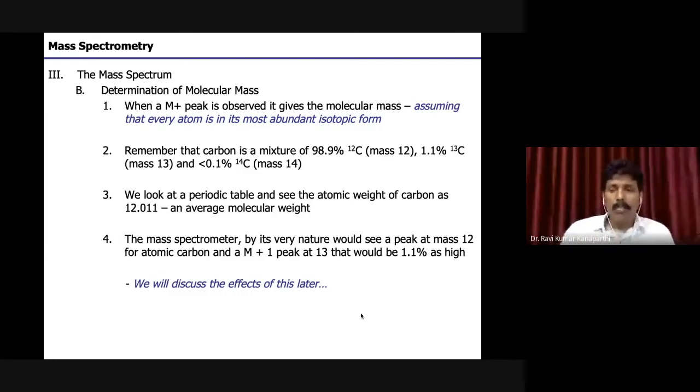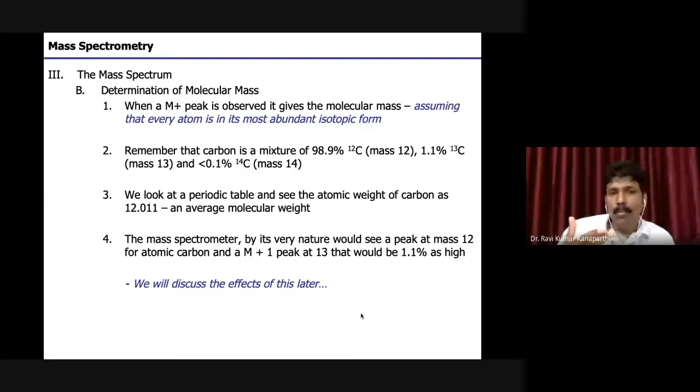But certainly you can say that if you see a cluster of peaks on the extreme right side, then one of the peaks will be your molecular mass, and you have to identify what exactly it is. Okay, so that is the point.